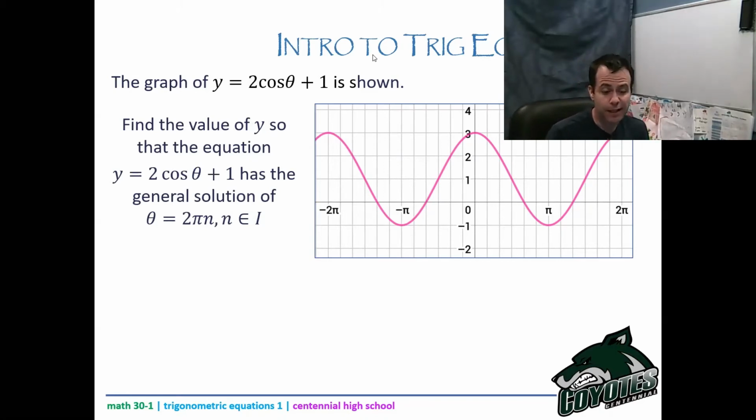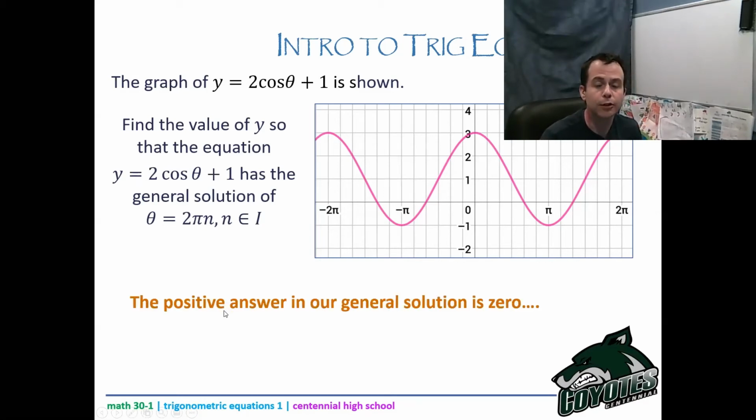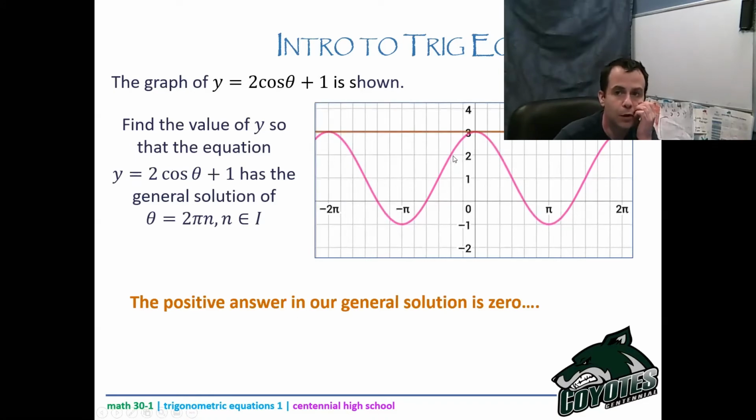So this becomes a fancy way of saying 0 equals 2 cos theta plus 1. Well, we've actually already done that. We've already found the solution to that. So the positive answer is our general solution is 0. So there's where I'll have 0, which means I'm looking at y equals 3. So had this equation said 3 equals 2 cos theta plus 1, that would give me the general solution of 2n pi. Okay? All right.